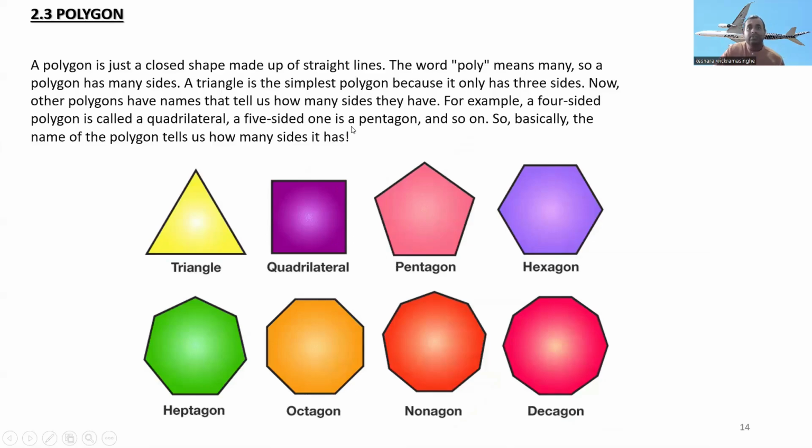Now the other polygons have names that tell us how many sides they have. For example, a 4-sided polygon is called a quadrilateral, a 5-sided one is a pentagon, and so on. So basically the name of the polygon tells us how many sides it has. You can see the triangle has 3 sides, quadrilateral 4 sides, pentagon 5 sides, hexagon 6 sides, heptagon 7 sides, octagon 8 sides, nonagon 9 sides, and decagon 10 sides. We can make it more, right?